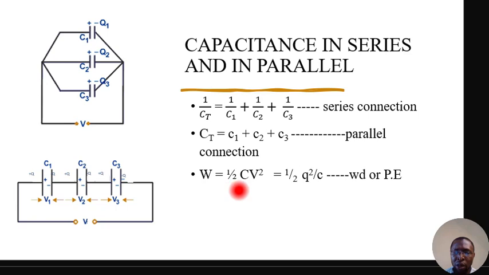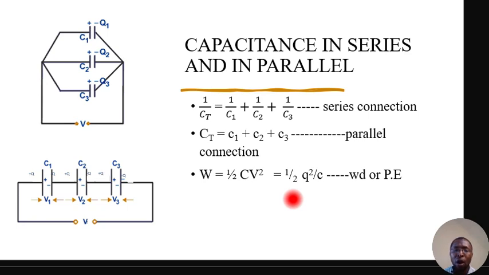Another concept you need to know about a capacitor is the work done by the capacitor. The formula for work done is half CV squared, where C represents the capacitance of the capacitor and V represents the voltage or the potential difference. Aside from this formula for work done, another formula is half Q squared all over C. Q represents the charge stored by the capacitor, and C represents the capacitance of the capacitor. Sometimes we call this work done the potential energy of the capacitor.